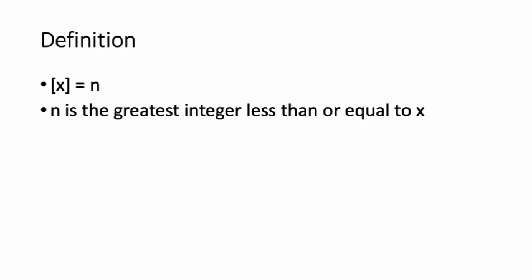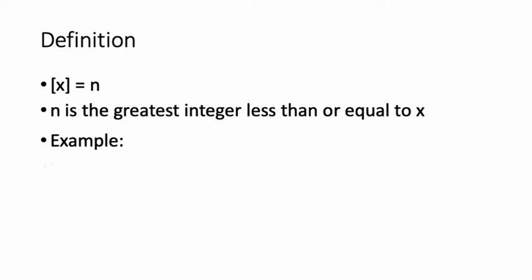Let's first talk about how we define Gauss marks. We'll represent Gauss marks by putting square brackets around x. And for the simplicity of this video, we'll just call this the function of x. So the answer for the function of x will be the greatest integer less than or equal to x. To understand how this works, let's look at some examples.